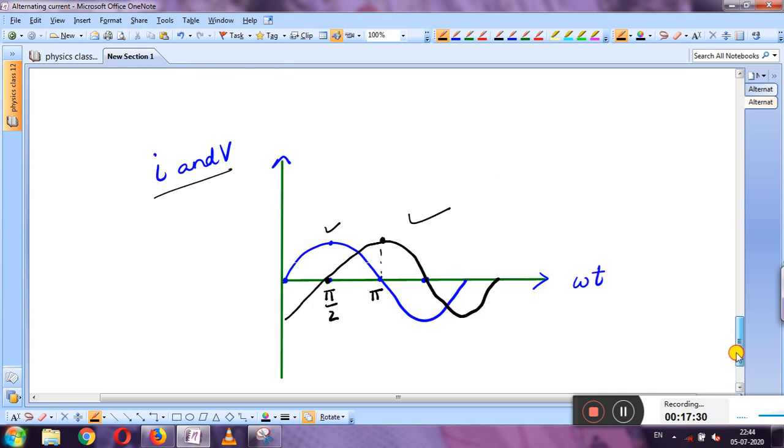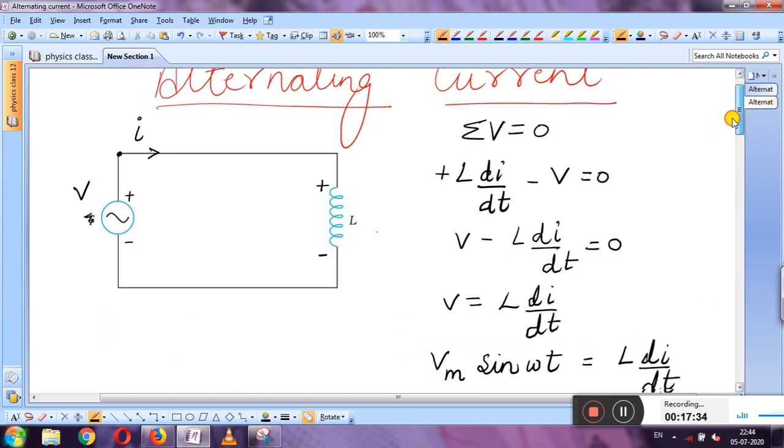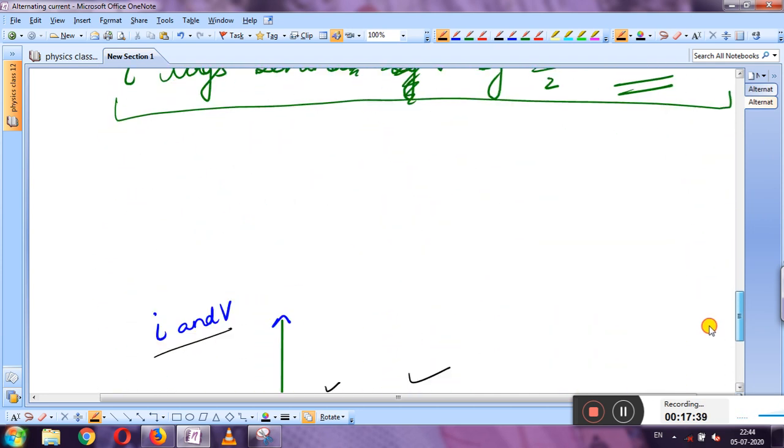Revise this derivation. It is very important and has been asked many times in previous exams. So do all the revision and make notes properly.